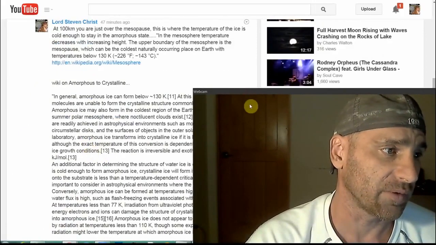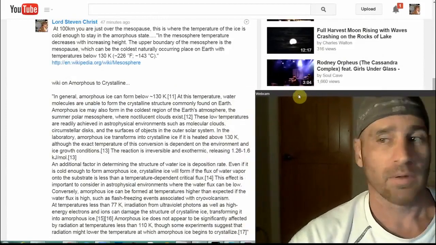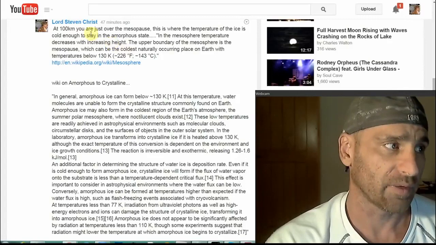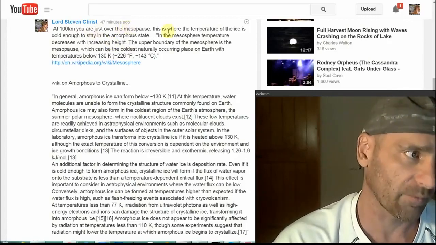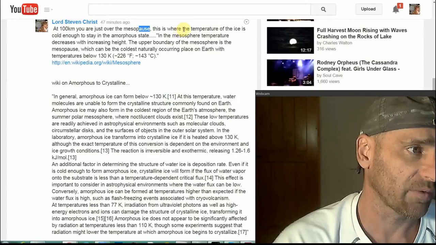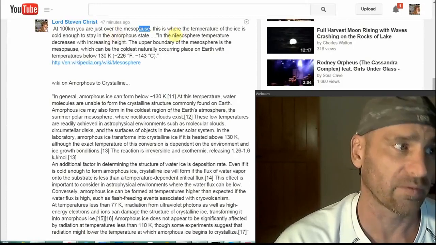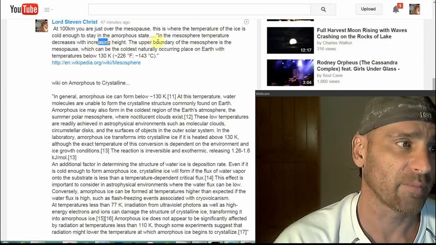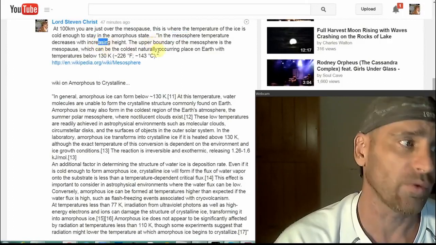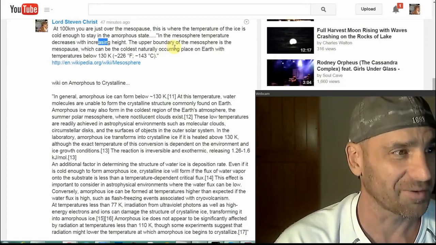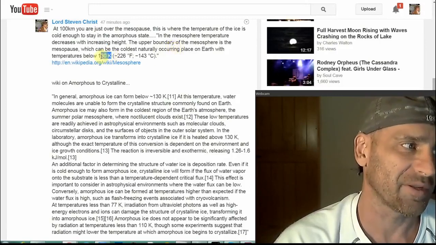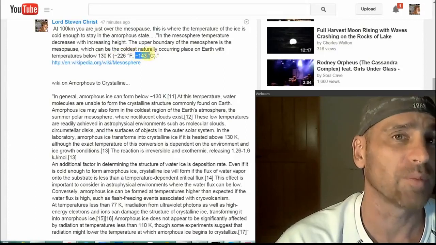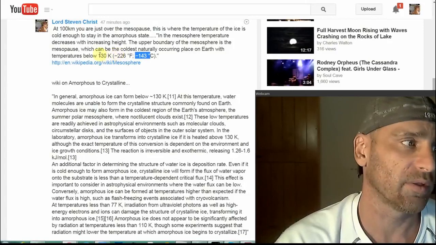I just got these figures from Wiki, and I'll just read it to you. At 100 kilometers, you are just over the mesosphere, at the mesopause. This is where the temperature of the ice is cold enough to stay in the amorphous state. In the mesosphere, temperature decreases with increasing height. The upper boundary of the mesosphere is the mesopause, which can be the coldest naturally occurring place on Earth, with temperatures below 130 Kelvin, which is minus 226 Fahrenheit, or minus 143 Celsius. So it can be below that. It can be colder than these temperatures here.